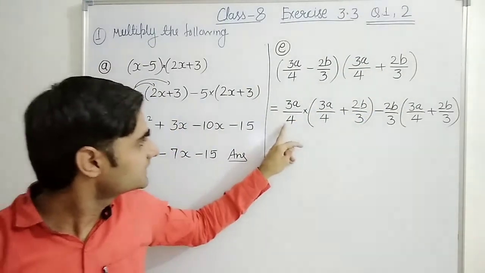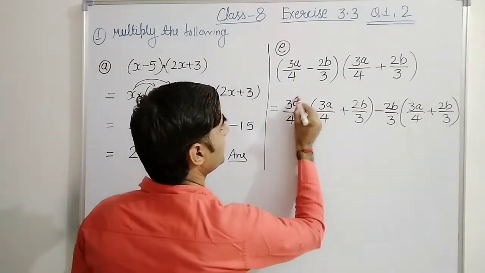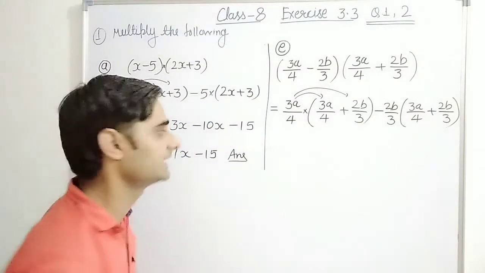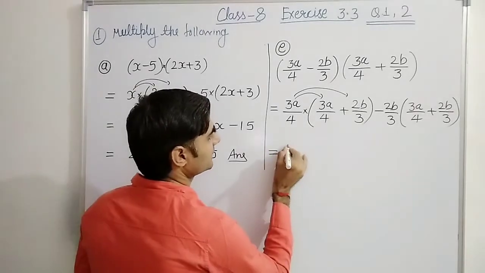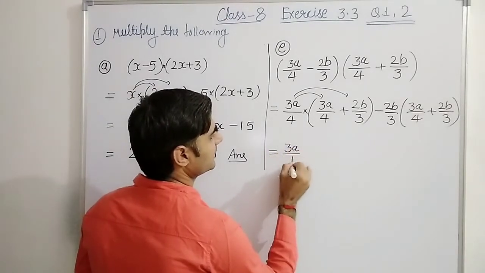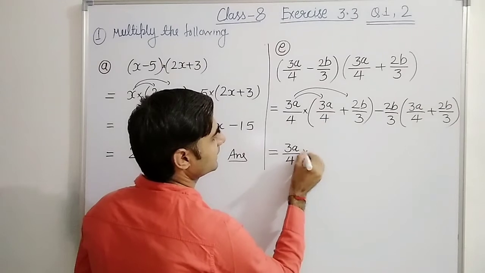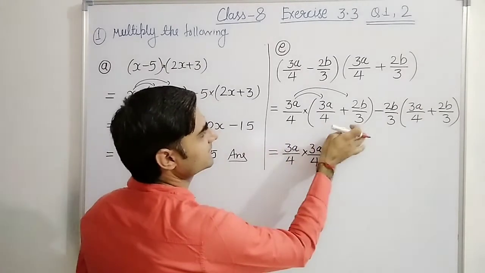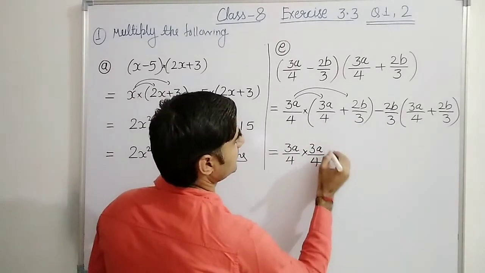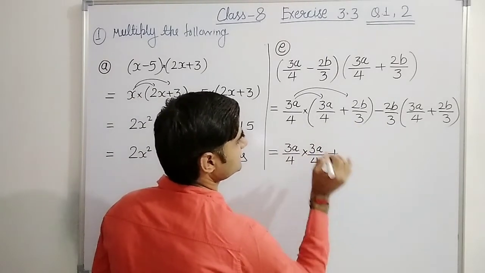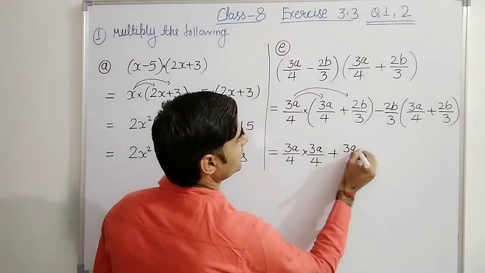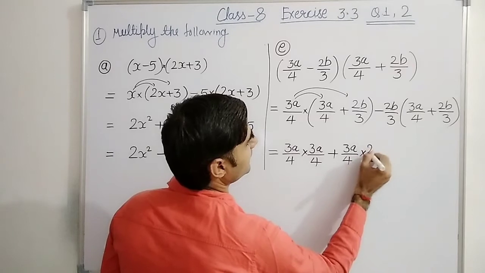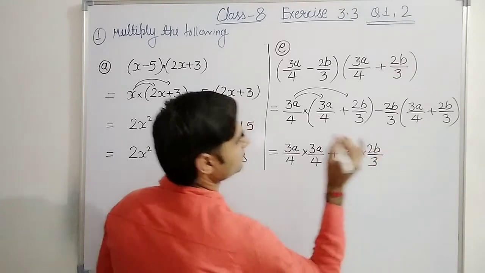Now see, this will be multiplied by 1 and 2 separately. So this will be equal to 3a divided by 4 multiplied by 3a divided by 4. After that, the next is this one. Then plus sign, this plus sign. This is 3a upon 4 multiplied by 2b upon 3.